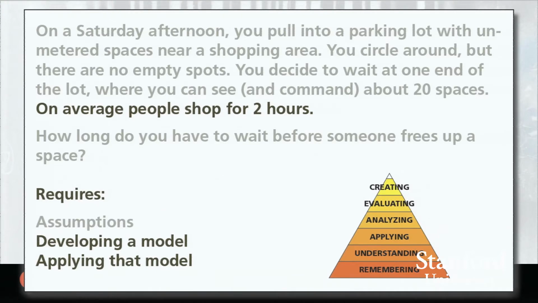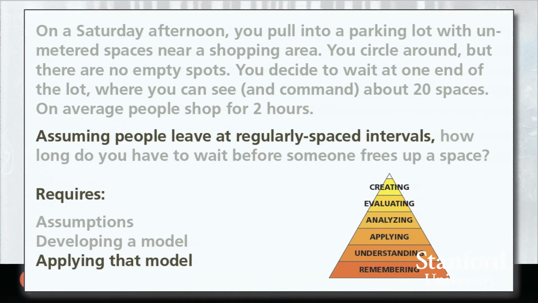So let's now take out the model too. We implicitly put the model into the problem. We add another sentence that says, assuming people leave at regularly spaced intervals. Now we've dropped down significantly because we're essentially all the way down somewhere around the applying level. I think, and in a sense, now we've given everything to the student that is necessary to answer this question. You just have to put it together. I think students would still revolt. Professor, we've never done any parking lot problems before.